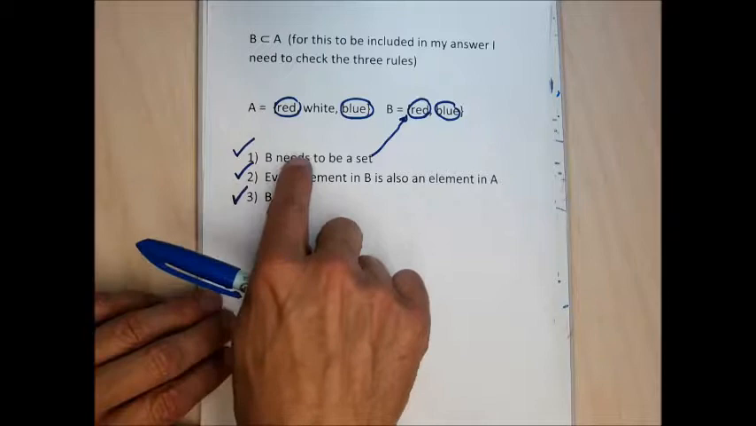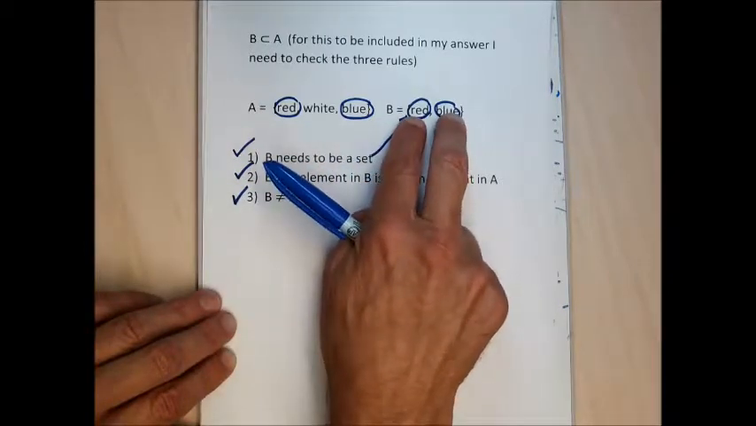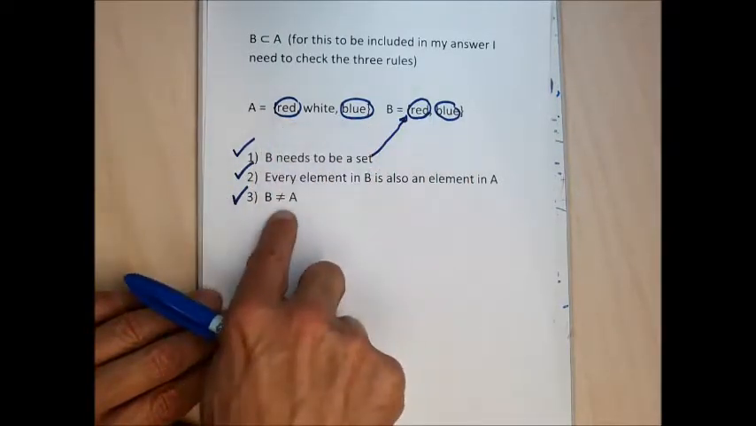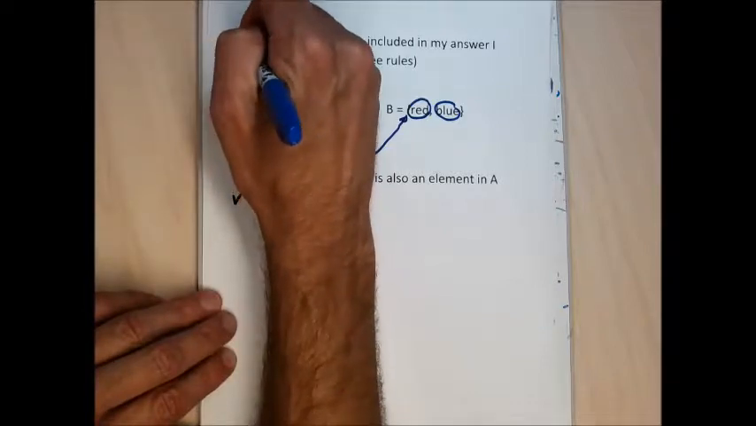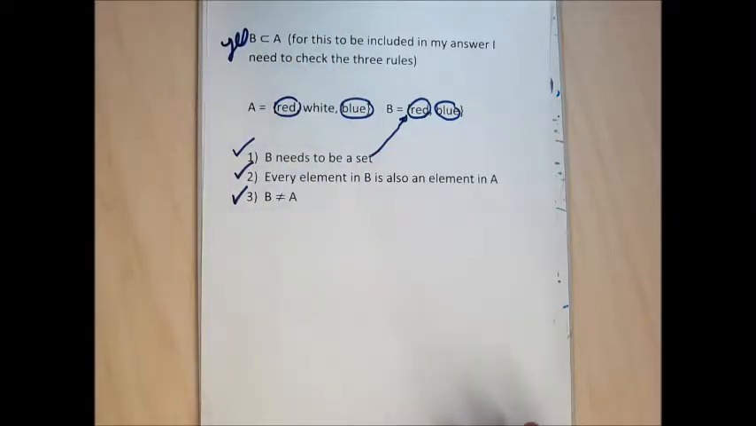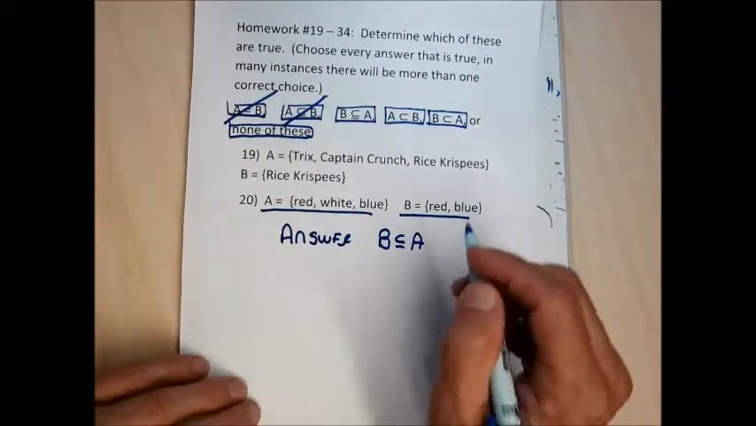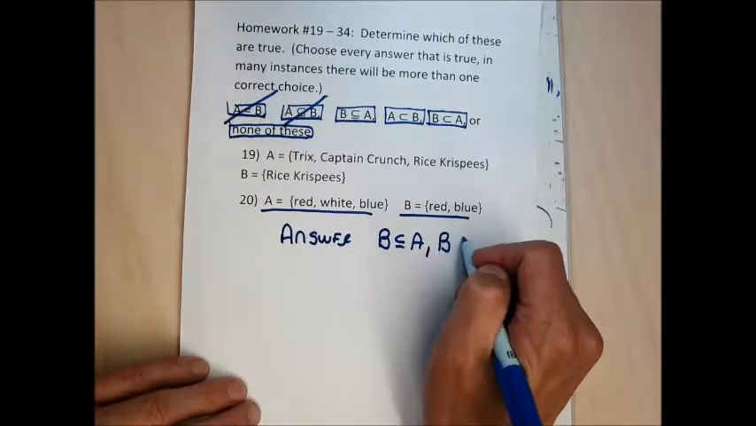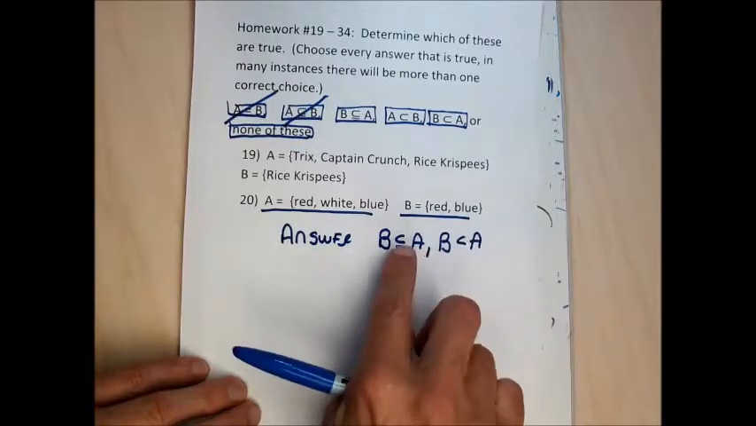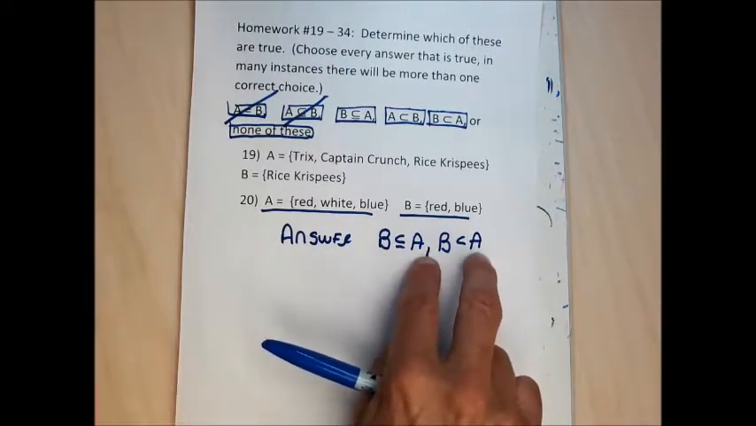So all three criteria: B is a set, the two elements of B are contained in A, and B doesn't equal A. So this needs to be part of my answer. And that's the last thing that I needed to check for. So I'm going to finish up my answer for question 20. My answer is going to be B is a subset of A, and B is a proper subset of A.